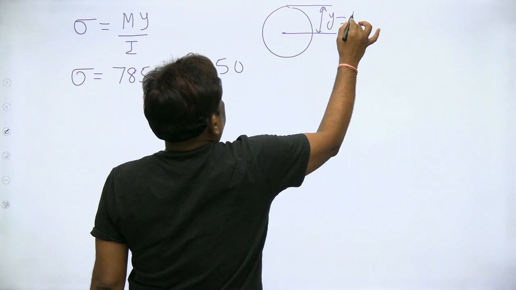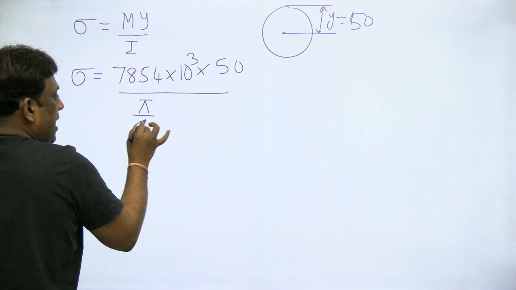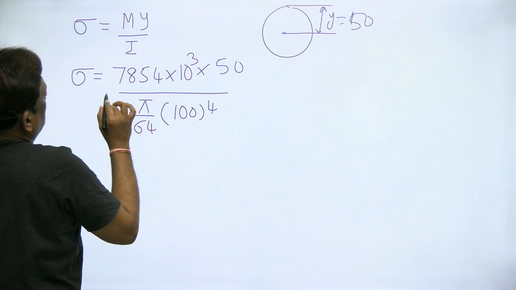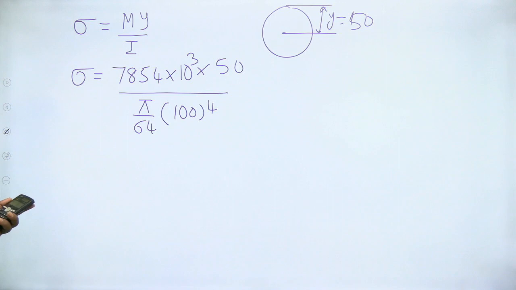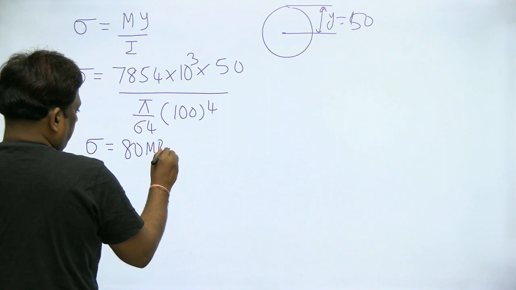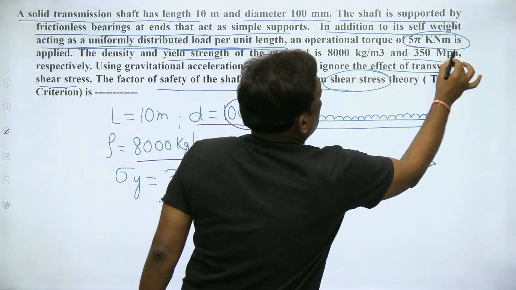By I. For a circular section, I is pi by 64 into diameter 100 power 4. This is Newton mm, this is mm, this is mm power 4. So you will get this in Newton per mm square, which is megapascal. Let me calculate. Into 50, divided by pi by 64 into 100 power 4, we get 80 megapascal.